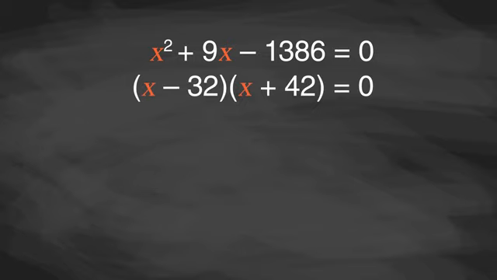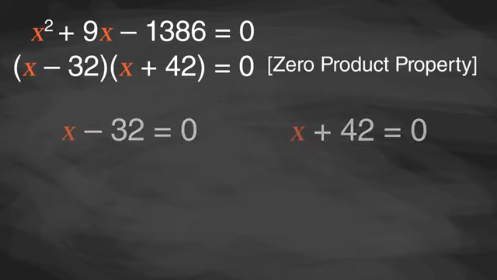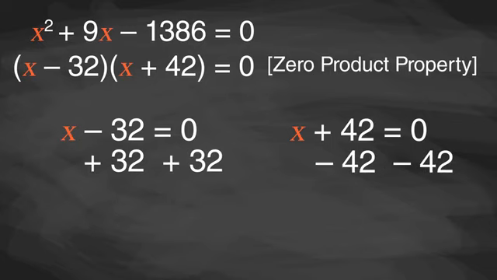Now there are two factors equal to 0. Each can be set equal to 0 with the zero product property. Once set equal to 0, we can solve for x. x equals 32 and x equals negative 42. Let's take on the next one.